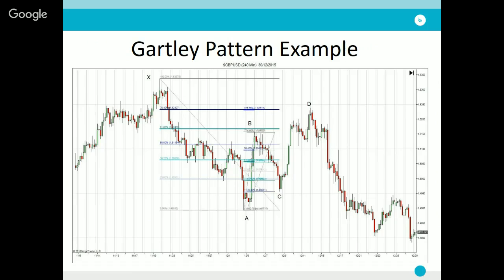Now, there is a particular area that you need to be mindful of when you're trading these patterns. And I'm sure that structured traders, or those of you who were in the support and resistance webinars, have already guessed it.